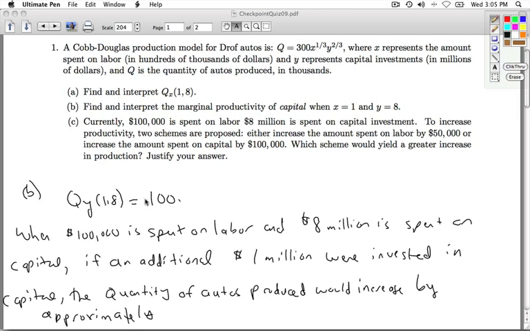well 100, but 100 corresponds to 100,000 autos. So instead of interpreting this as 100,000 autos per $1 million, which is how we would interpret it as a rate, we take that rate and multiply it by 1 unit of the independent variable. And so it says for an additional $1 million, we're going to get an increase of production of roughly 100,000 autos. And that'll do it then for part B.